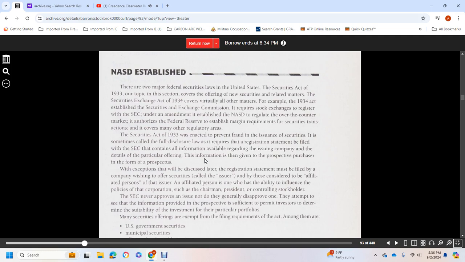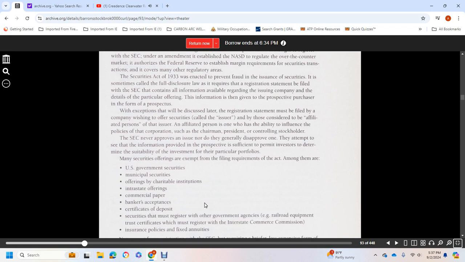This is also considered an affiliated person of the issuer. An affiliated person is one who has the ability to influence the policy of the corporation, such as the chairman, president, and controlling stockholder. The Securities and Exchange Commission never approves an issue, nor does it generally disapprove one. It attempts to see if the information provided in the prospectus is sufficient to permit investors to determine the suitability of the investment for their particular portfolios.